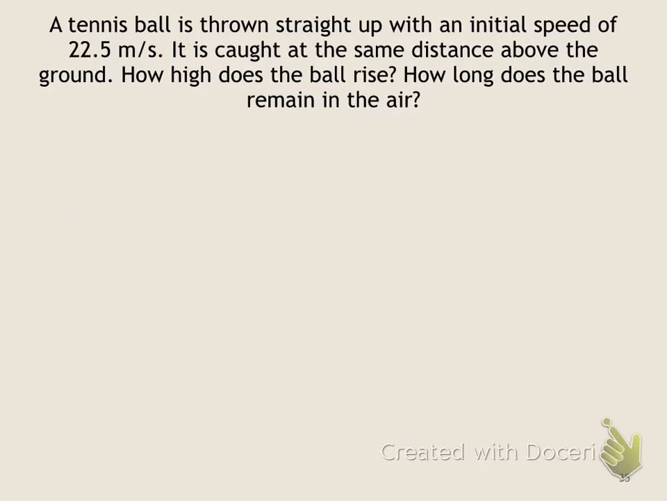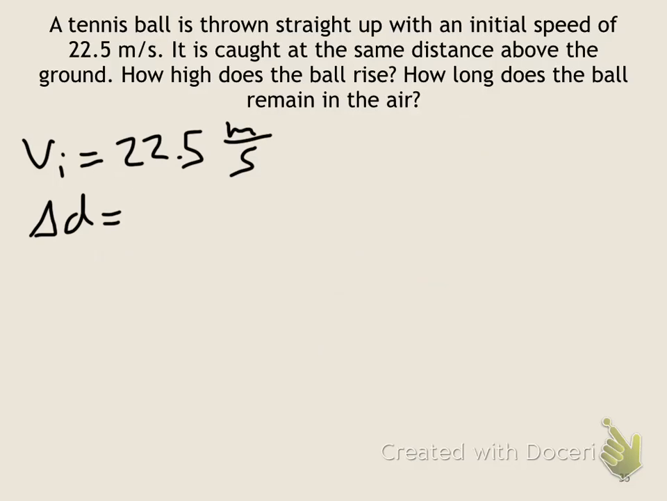How about this one? A tennis ball is thrown straight up with an initial speed of 22.5 meters per second. So now we're not dropping it, we're throwing it up. So we have a VI. Our initial velocity is 22.5 meters per second in the positive direction. It's caught the same distance above the ground. How high does the ball rise? So they're asking for a D here. What is our change in height? We know the acceleration due to gravity is going to be negative 9.8 meters per second squared. So let's use our VF squared formula.